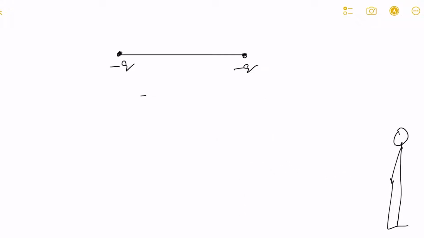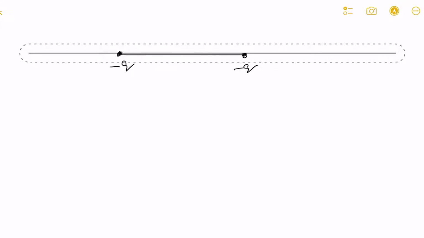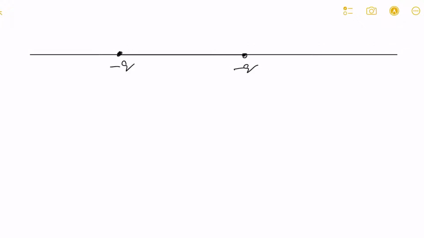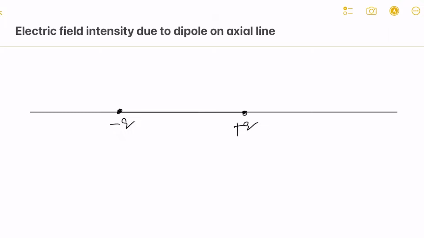So what is the axial line? That means a line which passes through the two poles. This line passes through the two poles, so this is called the axial line. Minus q, plus q, separated by some distance, that is called dipole.